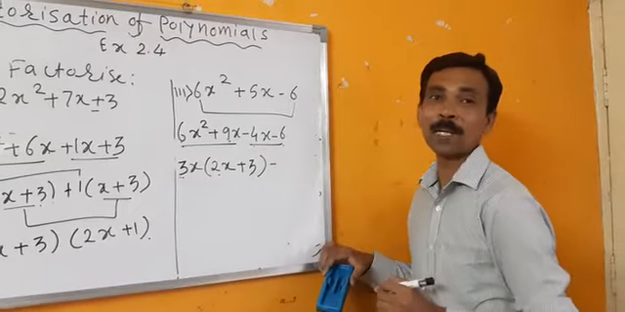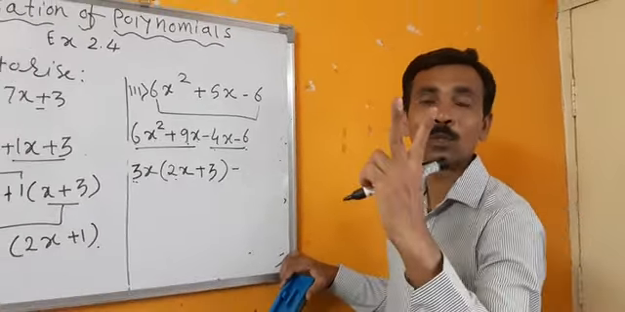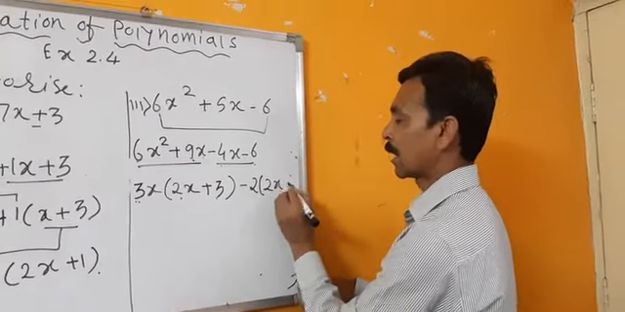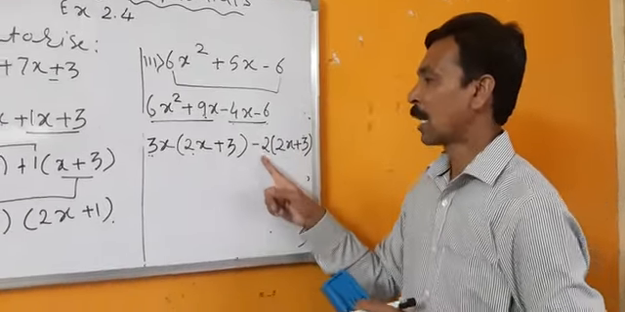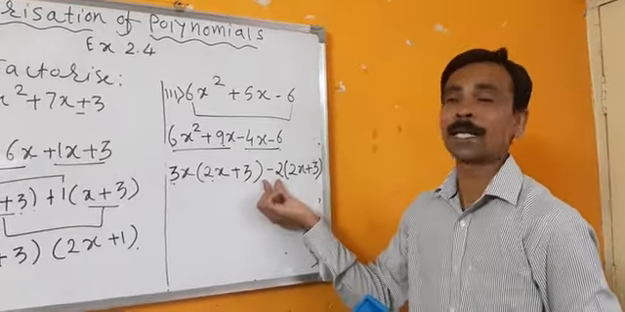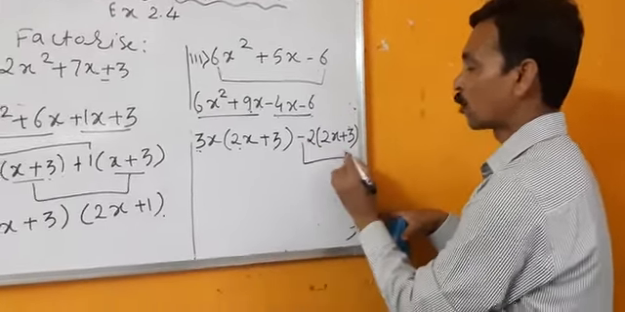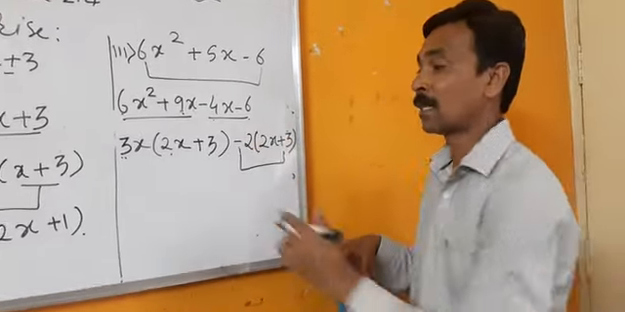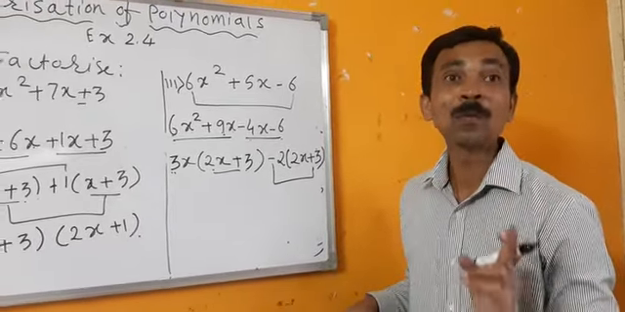Minus, from the second pair, 4 and 6, they are in which table? 2. 2 2s are 4 and 2 3s are 6. So 2 is common. In the bracket, 2x plus 3. Now don't ask how this 3 has come. I have taken minus 2 outside and in the bracket plus 3. Look here, minus 2 into plus 3 is minus 6. And both the brackets have to be the same with the signs.